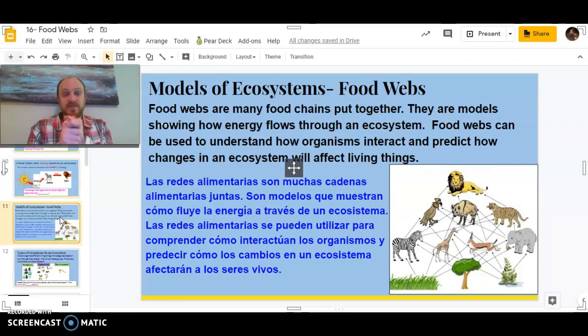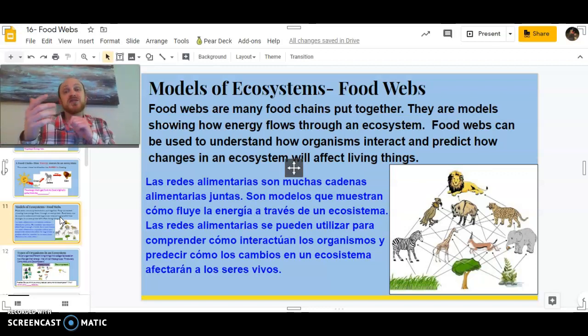Okay, so food webs. A food web is a little bit different from a food chain. It's just bigger. Think about one chain, another, but then these chains cross over, and pretty soon you have this whole web like you see in the picture down there. They're models for showing the complicated methods that energy flows through an ecosystem.